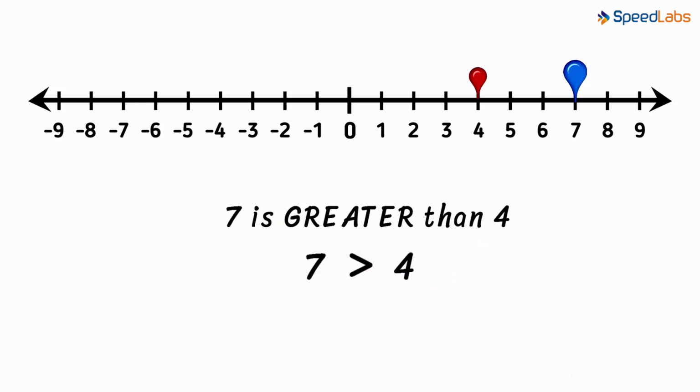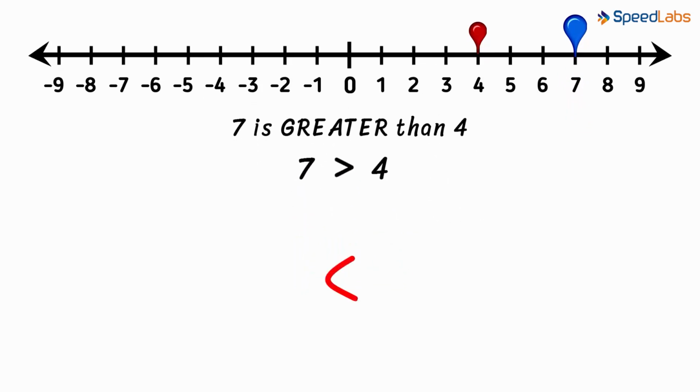So if we want to compare any two integers on the number line, the integer to the right will always be greater than the integer to its left. Understand it well. 7 lies to the right of 4 on a number line and it's greater than 4.